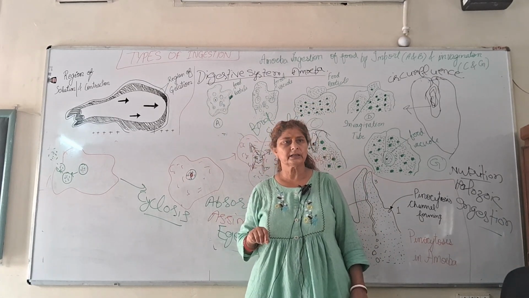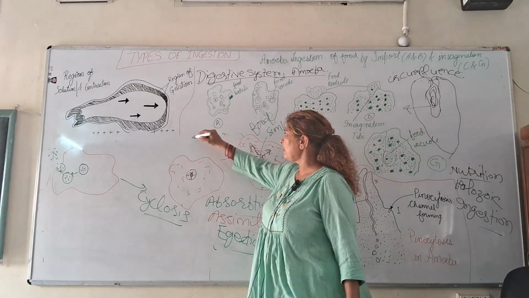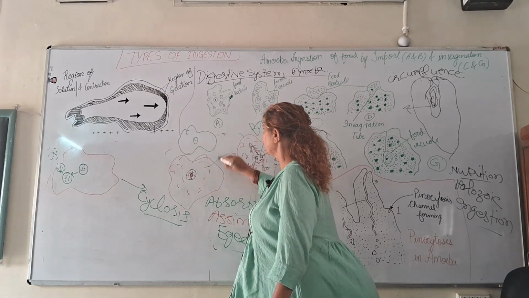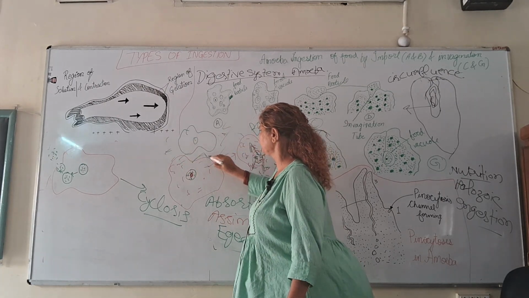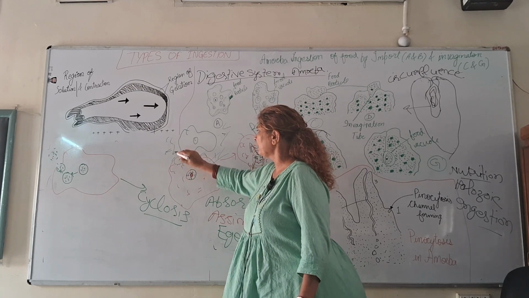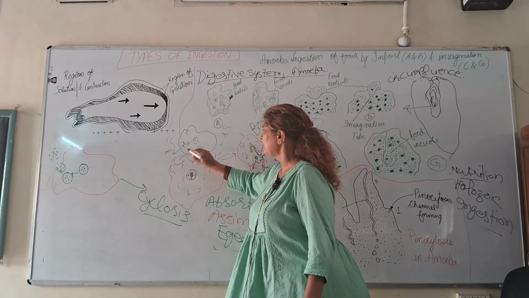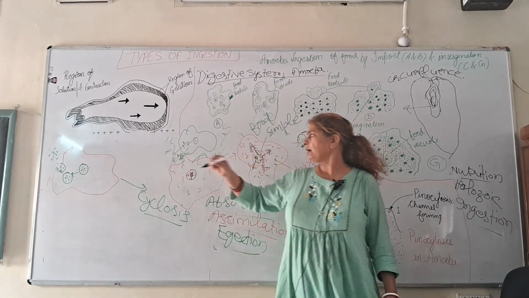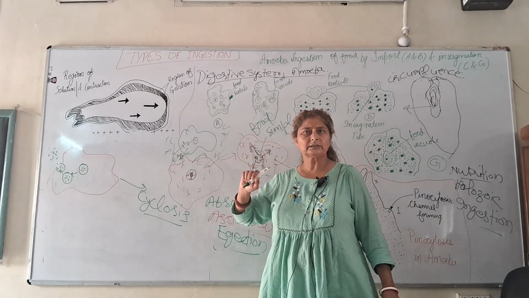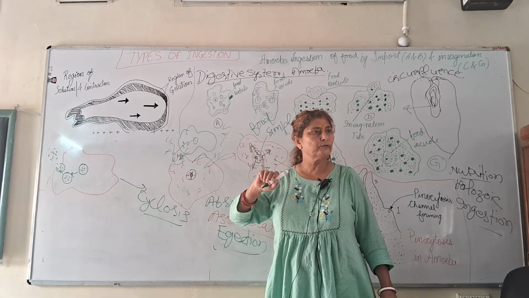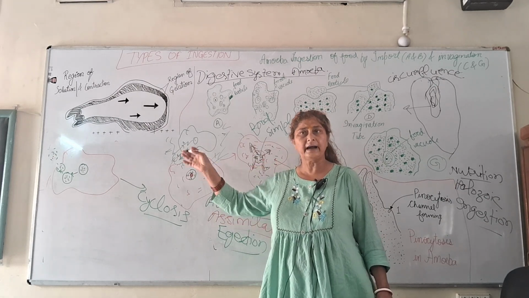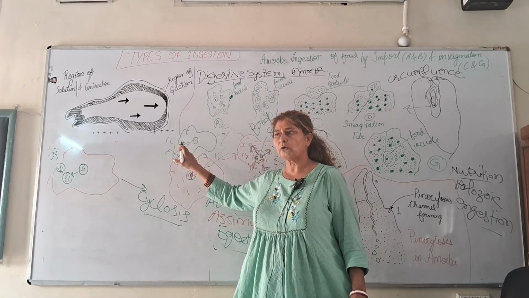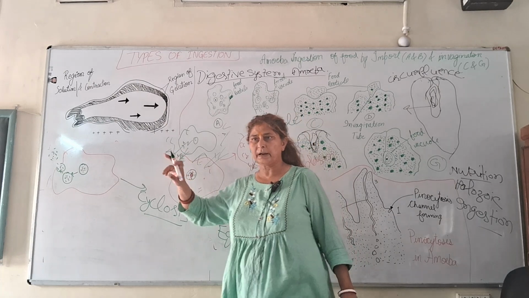How does respiration take place? This amoeba lives inside water. From there, oxygen moves inside and carbon dioxide moves outside. When oxygen goes inside, the food which they have digested is broken down into carbon dioxide.